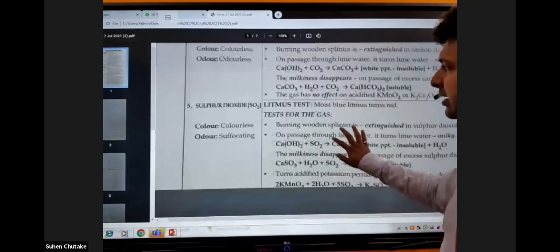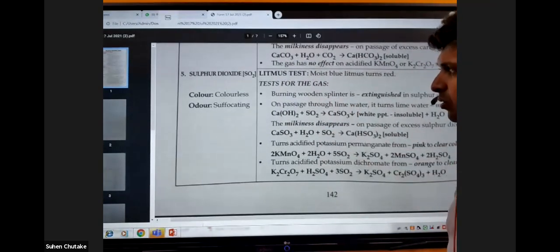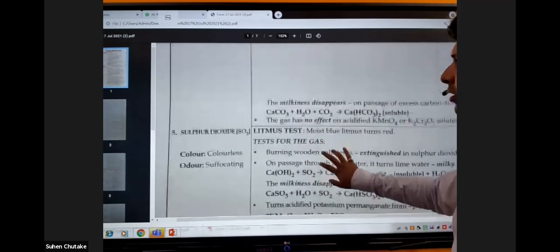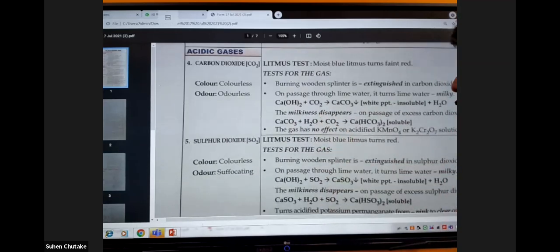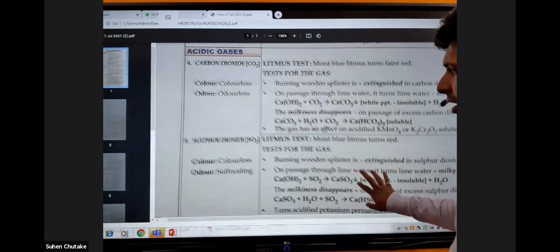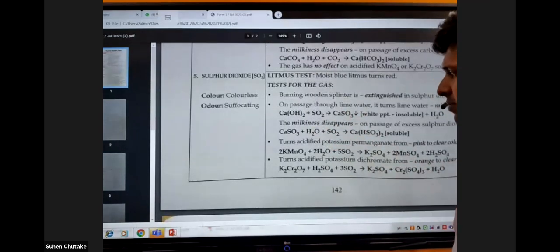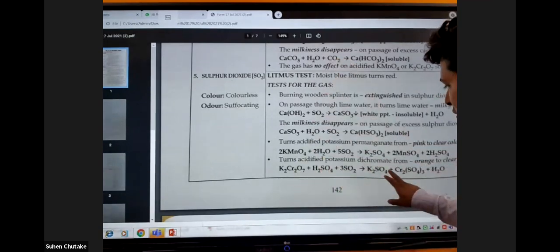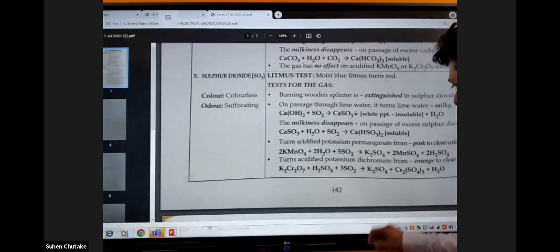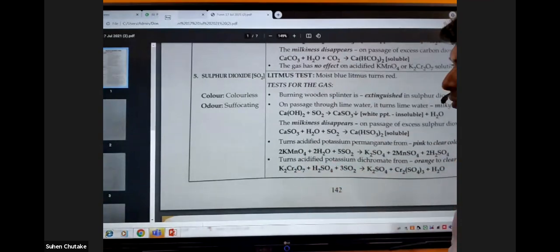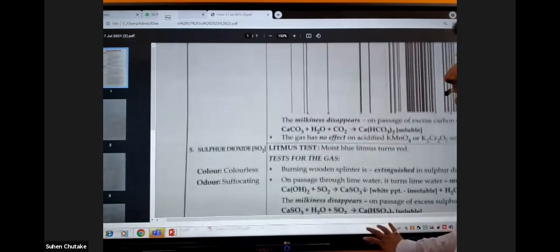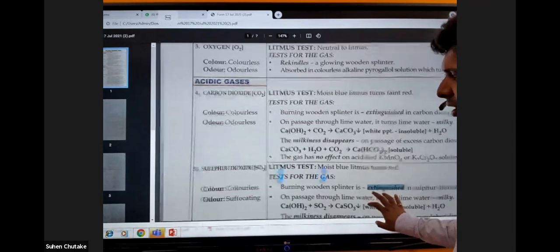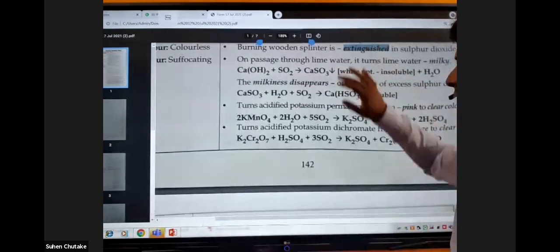Then sulfur dioxide is also an acidic gas. Its odor is suffocating. The test for carbon dioxide is that lime water turns milky. For sulfur dioxide also, lime water turns milky. Another way to distinguish it from carbon dioxide is that orange colored K2Cr2O7 turns green. That is the way we can distinguish sulfur dioxide from carbon dioxide. Carbon dioxide is generally odorless, but sometimes it may feel a little pungent.